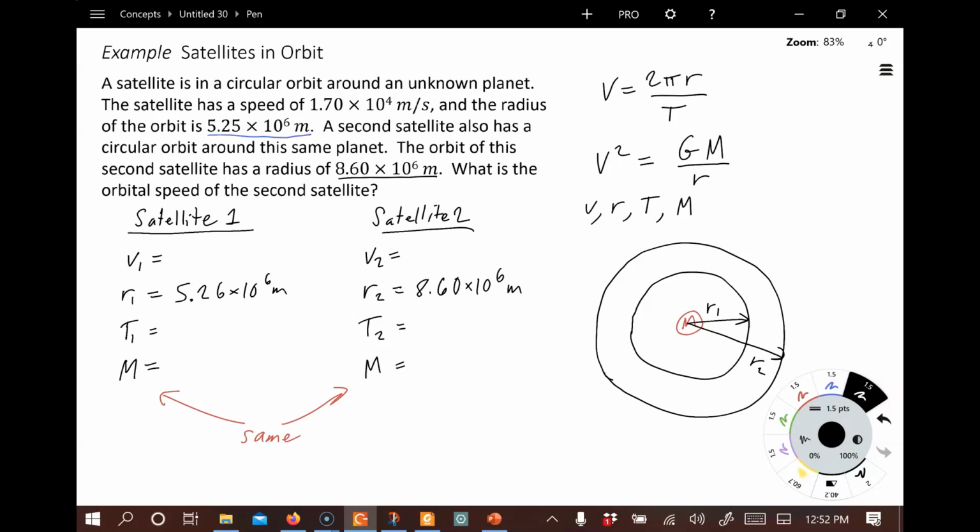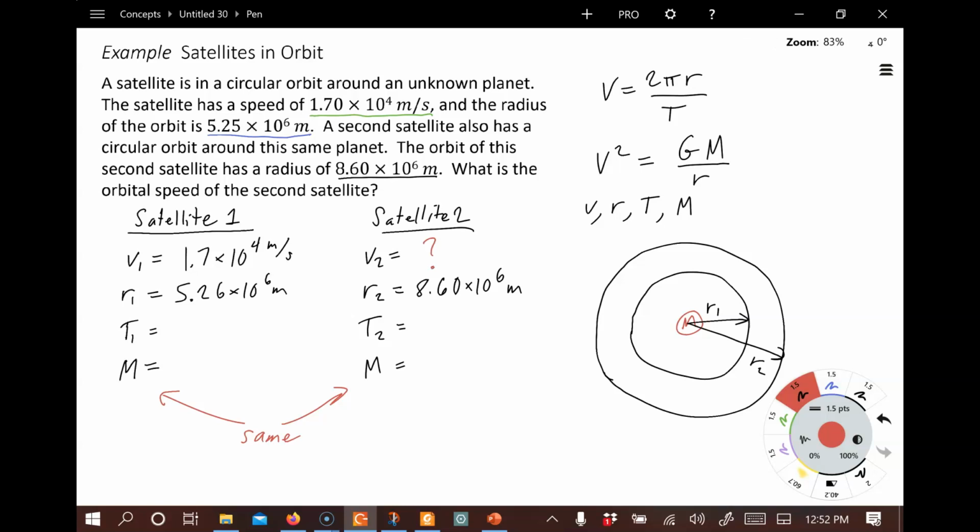And we're given one more number. Let's see what we got here. So back to the first satellite, we're given the speed. We can write that down. So we've got 1.7 times 10 to the 4th meters per second. Now we're asked, what is the orbital speed of the second satellite? We want to know what this is, right?